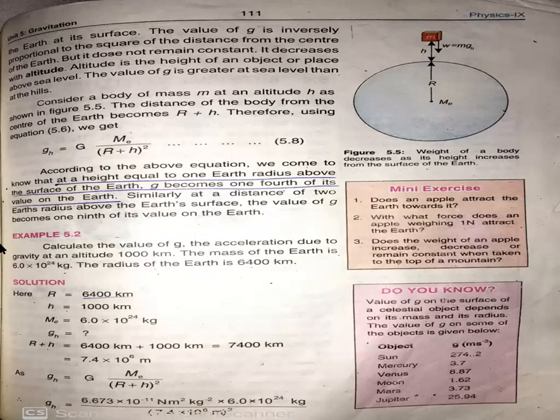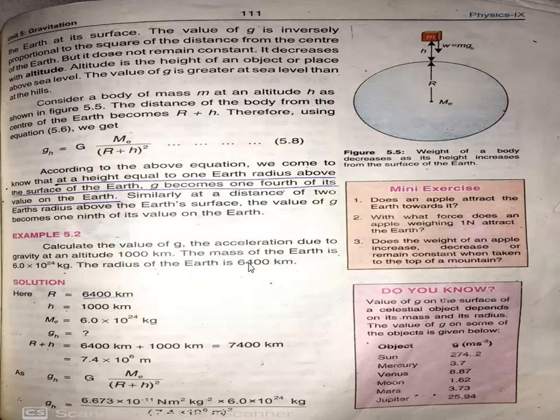Now we discuss example 5.2. I read example 5.2 for you. Calculate the value of g, the acceleration due to gravity, at an altitude of 1000 kilometers. The mass of the Earth is 6 × 10²⁴ kilograms. The radius of the Earth is 6400 kilometers.